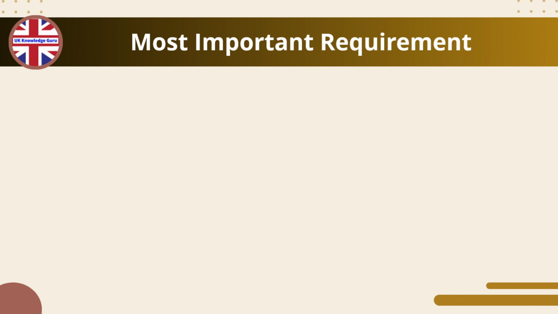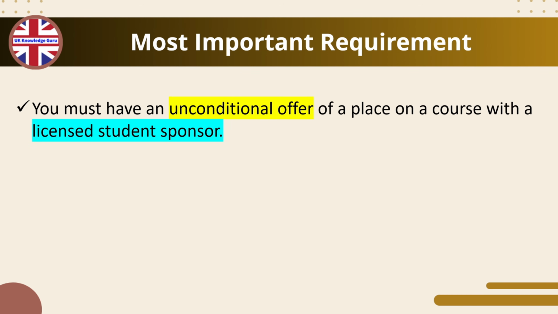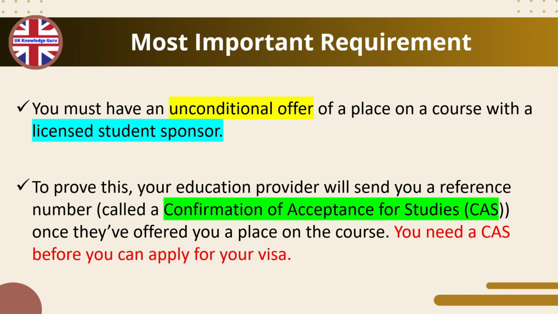Okay. So now let's discuss the most important requirement, the documents. You must have an unconditional offer of a place on a course with a licensed student sponsor. We will discuss this in a second. What do we mean by licensed student sponsor? To prove this, your education provider, like your university or college, will issue you a CAS letter, CAS, once they have offered you a place on the course. You need a CAS before you can apply for your visa. So in the application which we just filled, you have seen that we didn't provide the CAS, but you need to provide a CAS before you apply.